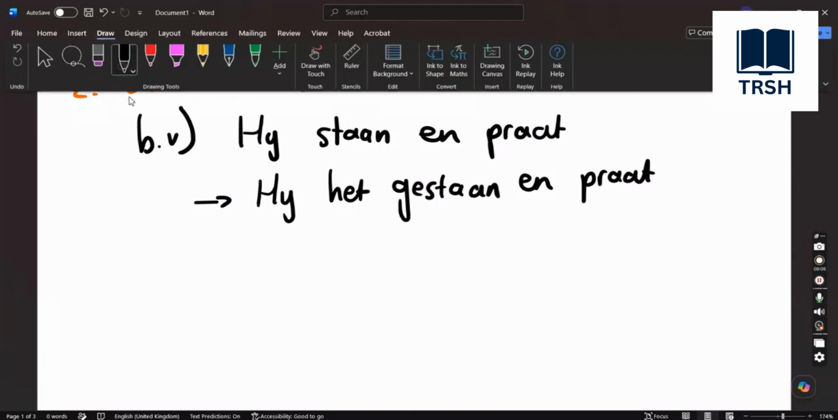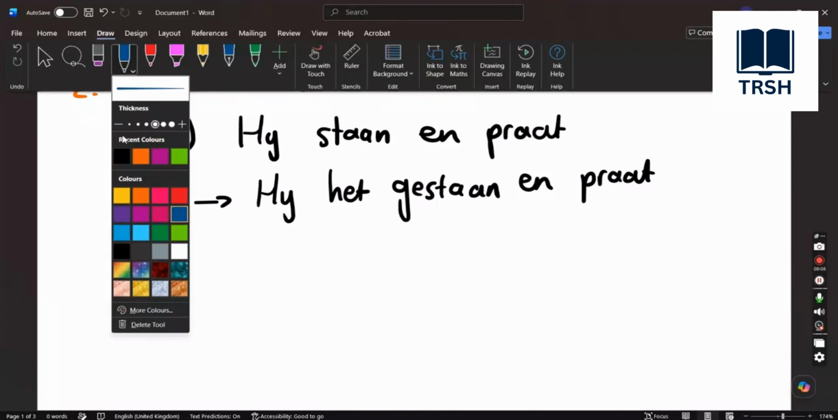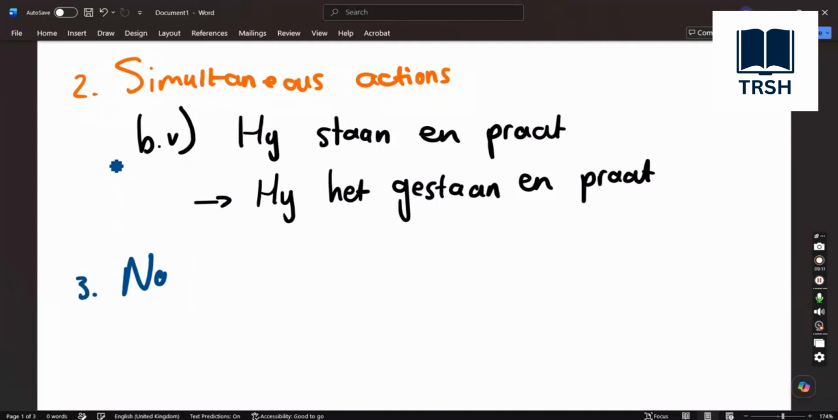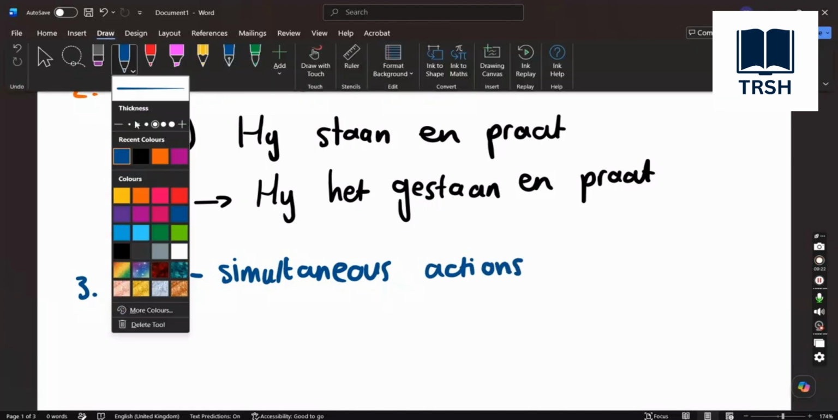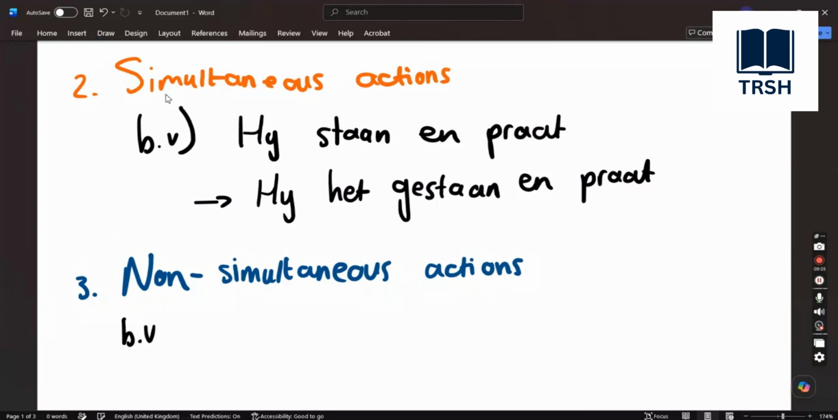Then what happens if we have non-simultaneous actions? I need you guys to be able to see the difference. I'm going to try and force it here so that you can see the difference between the 2. So byvoorbeeld, "hulle loop en dans". So you're walking, and while you're walking, you're dancing. You can't do both of them at the same time.